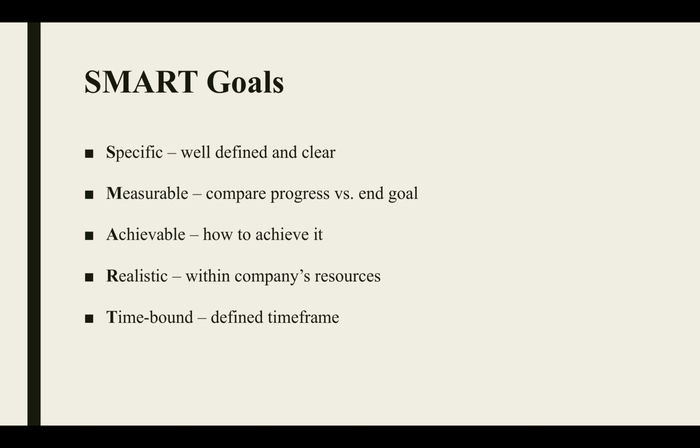Measurable means that there is a way to track progress and compare it to the end goal, which helps to see if the team is falling behind or if the goal needs to be slightly modified. Achievable means knowing how the goal will actually be achieved. Realistic means that it's within the company's resources, like having enough money or materials. And lastly, time-bound means that there is a defined time frame to reach the goal within.